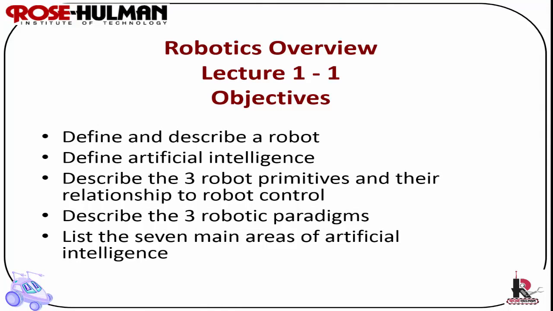So the objectives of Lecture 1-1 Robotics Overview are to define and describe a robot as well as the field of robotics, to define artificial intelligence, to describe the three robot primitives and their relationship to robot control, to describe the three robotic paradigms — there's actually a few more, but we'll focus on those for this lecture — and to list the seven main areas of artificial intelligence.